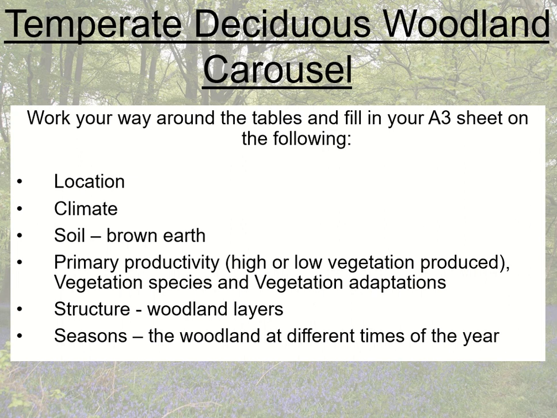But anything you're missing with regards to climate, the type of soil, which is called brown earth, it's very thick, very nutrient rich, the type of vegetation that's there, the species that are adapted, and any adaptations of species of plants as well as animals, the structure, the woodland layers, and the seasons, and how the woodland is different at different times of year.